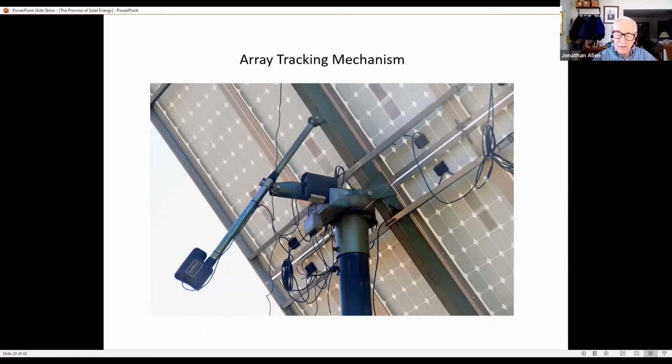For example, if the main function of your panel is to run an air conditioner, well, the air conditioner has its maximum demand in the afternoon, so you may want to aim a little bit west of south. And since the air conditioner really has to operate in the summer when the sun is higher in the sky than in the winter, you might want the panel closer to flat to the ground.